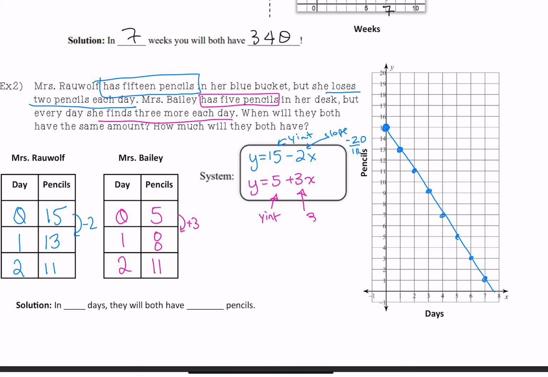Then Miss Bailey, her y-intercept is 5. 3 is her slope, but we have to write it as 3 over 1, which means we go up 3, right 1. So start at 5, up 3, right 1, until we can't go up 3, right 1 anymore.